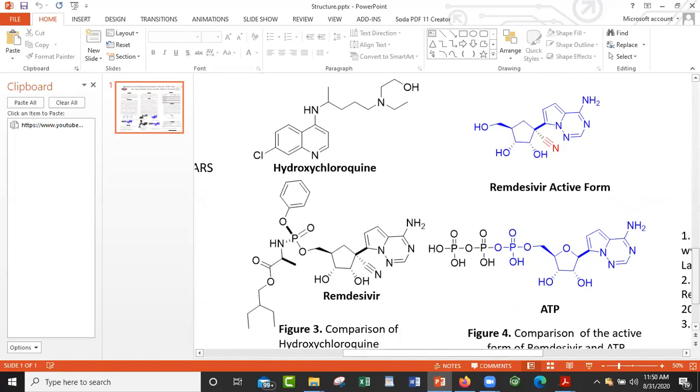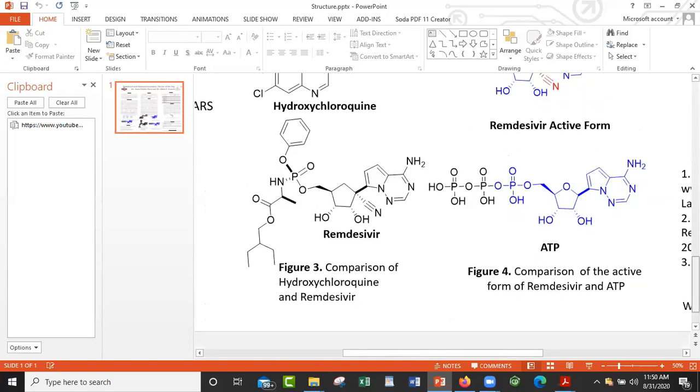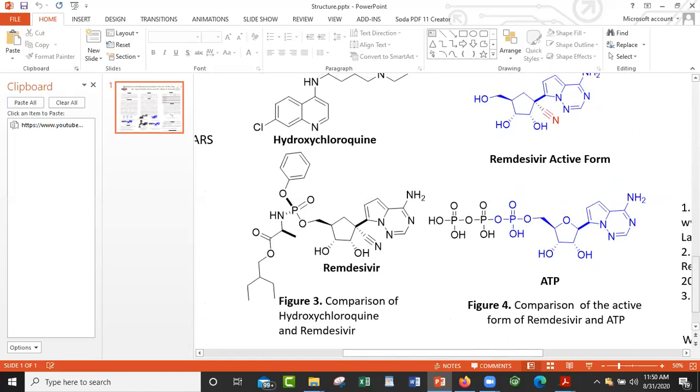So we actually did a little study this summer. I had a high school student I was working with, and we wanted to compare Remdesivir and ATP. I think there should be an oxygen here. All right, so if you look at the two, this is ATP. This is what the virus actually uses to replicate, part of what it uses to fuel its replication, right?